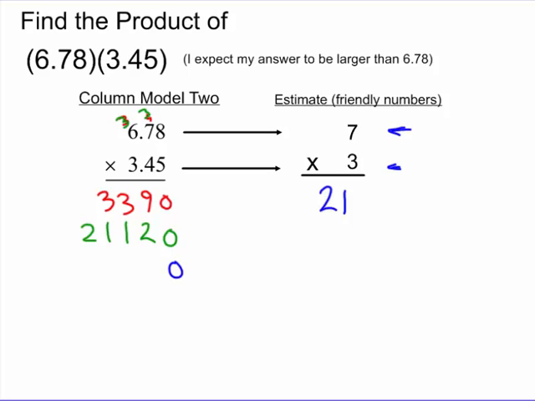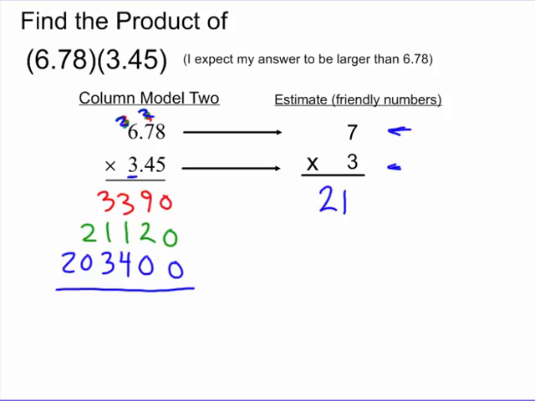I'm on my second line, or my third column now, so where the 3 is, so I need 2 placeholders or decimal places. 3 times 8 is 24. Carry the 2. 3 times 7 is 21, plus 2 more is 23. And then 3 times 6 is 18, plus 2 more is 20.